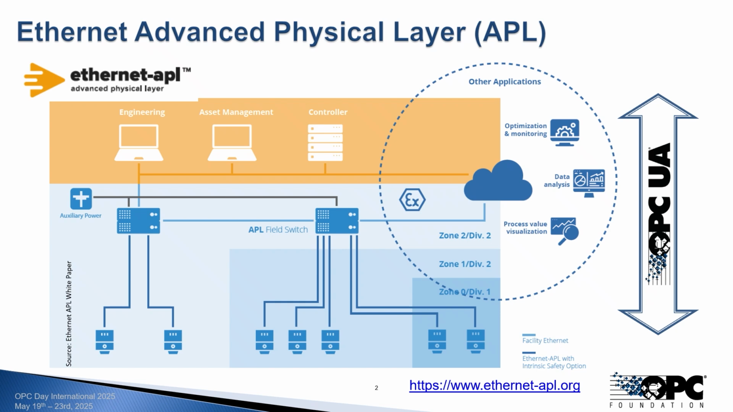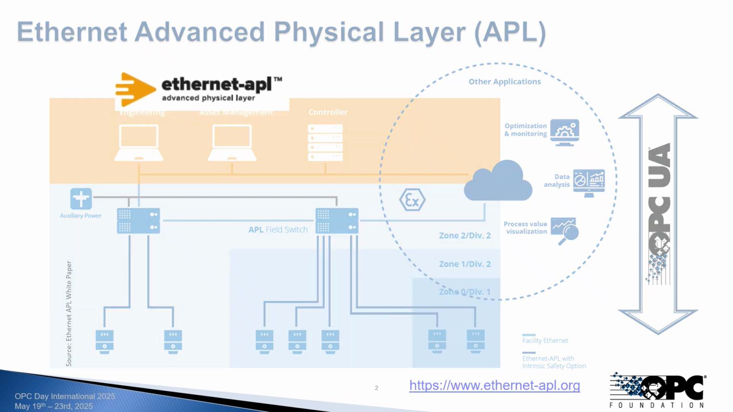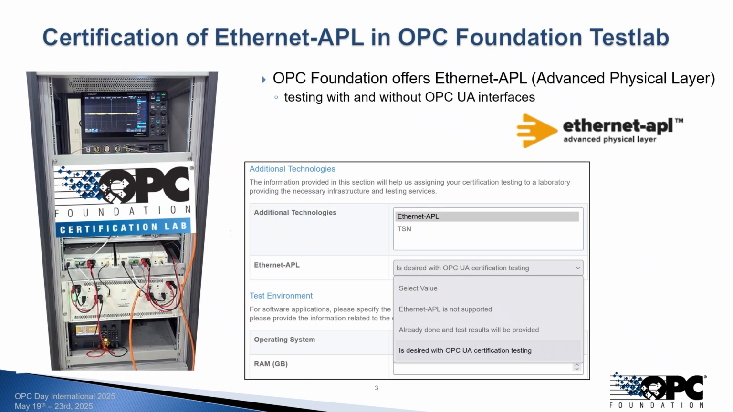So APL is an organization that has generated certification and testing for it, and it's something that the OPC Foundation can offer testing for too. So it's available from our lab. We can test products that implement Ethernet APL, even if they don't have OPC UA as the communications that runs over the protocol. So it's a sort of standard set of tests that can be run. When you register for your product, you can list the fact that it supports Ethernet APL and have it tested. You don't have to actually have OPC UA interfaces in it.